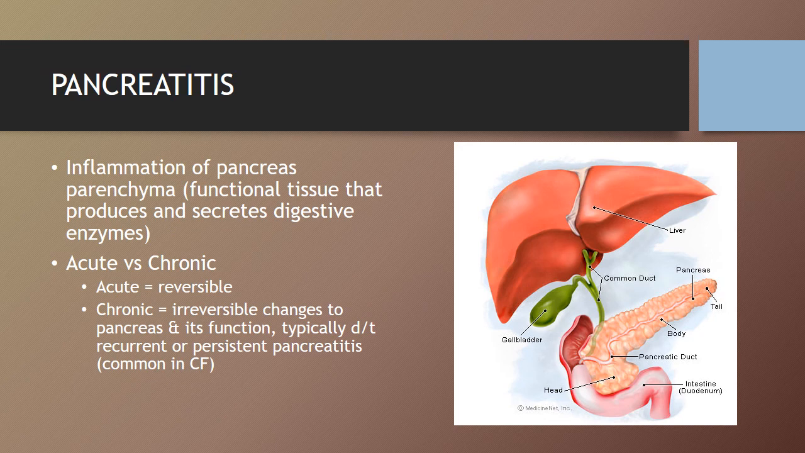Next, we have pancreatitis, which is the inflammation of the pancreas parenchyma, which the parenchyma is like the functional tissue that you'll see, so lung parenchyma, all that stuff. As far as the pancreas is concerned, this is the tissue that produces and secretes all our lovely digestive enzymes, so we don't want that inflamed, but it is. You have acute versus chronic. Acute is a sudden onset, it is reversible, whereas chronic is irreversible. And what it is because it's irreversible changes to the pancreas and its actual overall function.